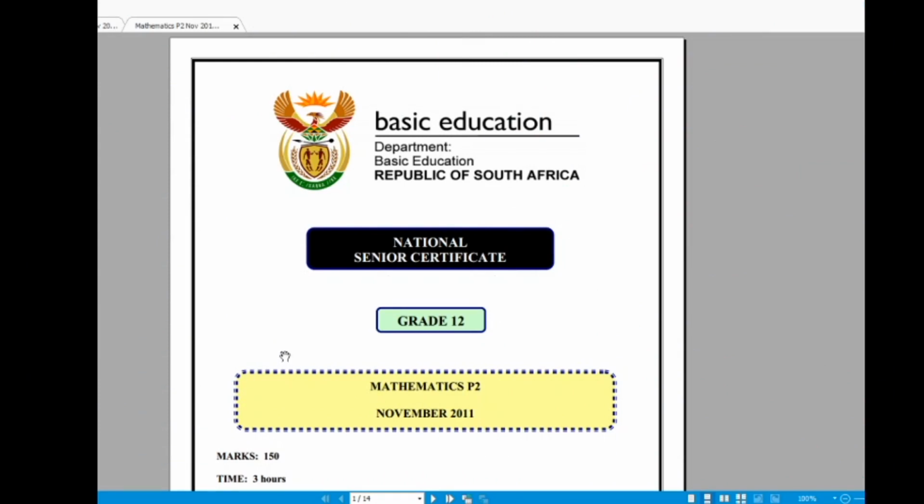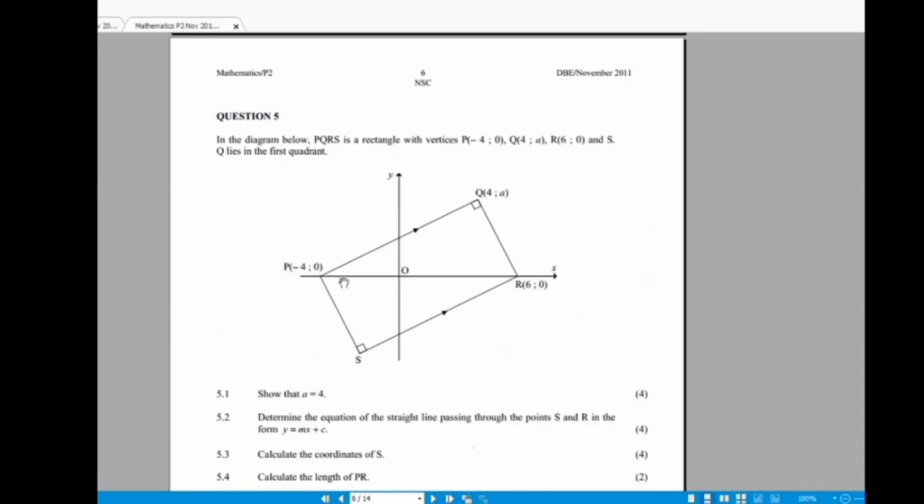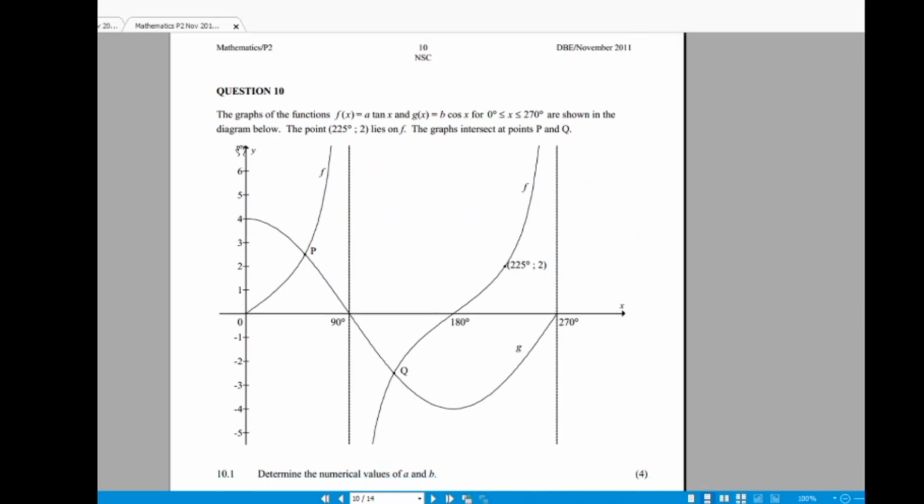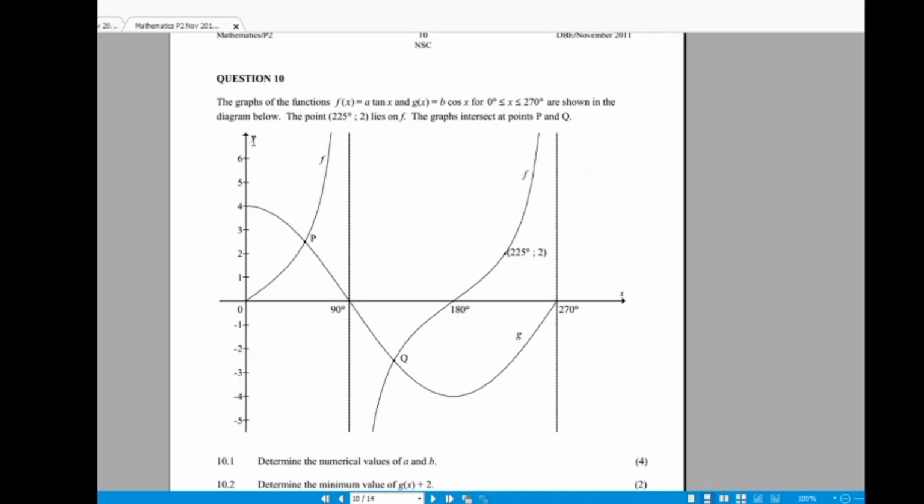Hello everyone. So kule video sizoqhubeka ne-trigonometry and siqala i-question paper le-maths paper 2 from November 2011. I-question esizoyenza, it's based on trigonometric functions, which is question 10, right?